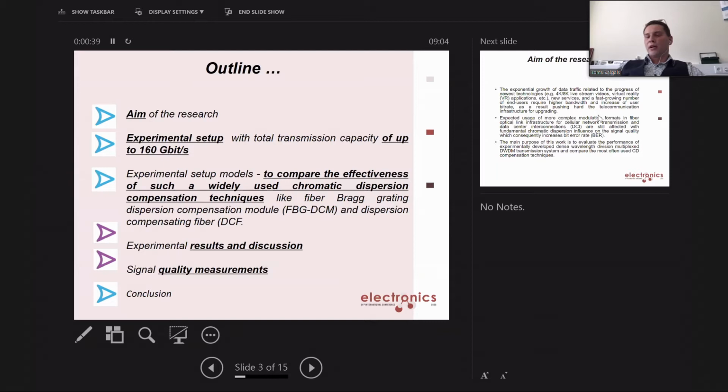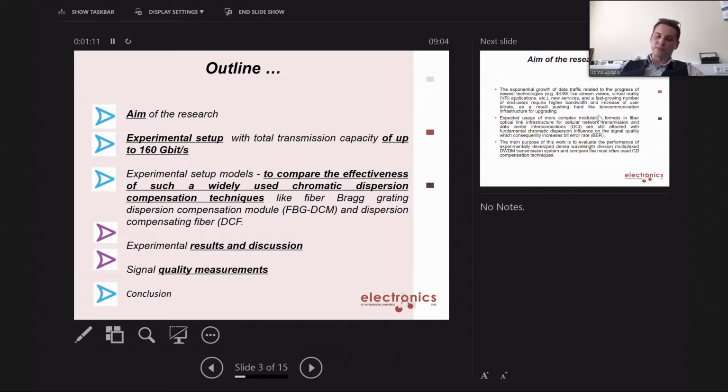About the outline of today's discussion: first of all, the aim of the research, a brief discussion about the experimental setup for transmission of 160 gigabits per second, and a little bit about the experimental setup models to compare the effectiveness of such widely used chromatic dispersion techniques, the comparison of both techniques, brief results and discussion, signal quality measurements, and conclusions.